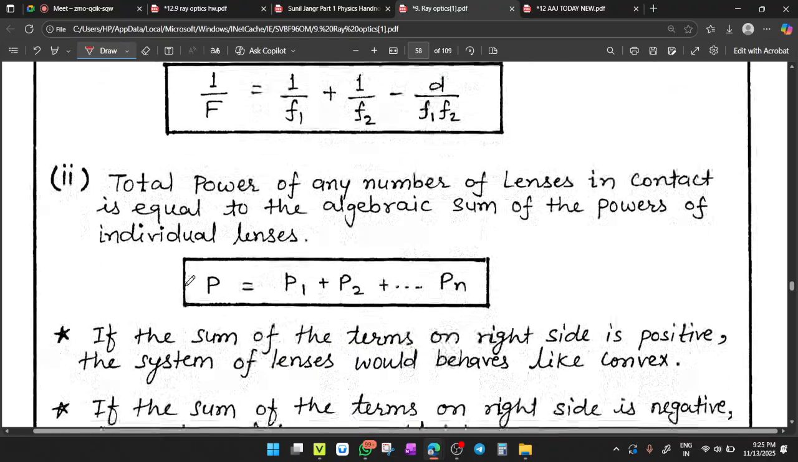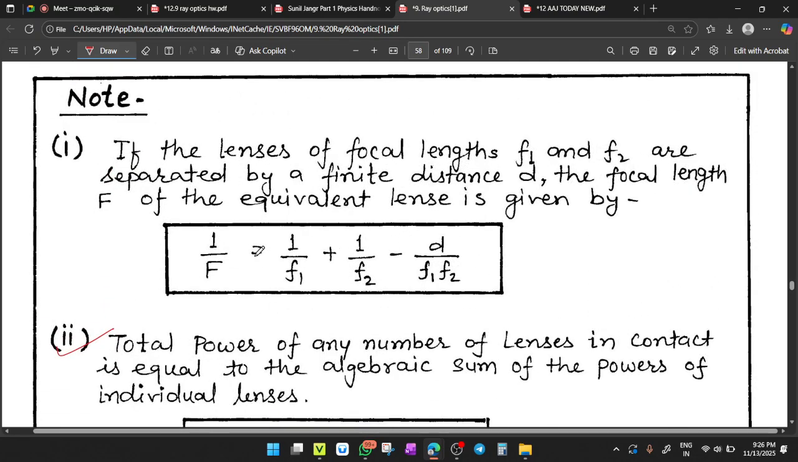So we have seen that for the combination of lenses, total power becomes additive in nature. So P equals P1 plus P2 plus Pn and so on. Clear? Now, if the lenses of focal lengths f1 and f2 are separated by a finite distance d, check here. There are two lenses. Previously they were just back to back in combination. But if there is a distance d, then the formula for the equivalent focal length is given by 1 upon f equals 1 upon f1 plus 1 upon f2 minus d upon f1 f2.